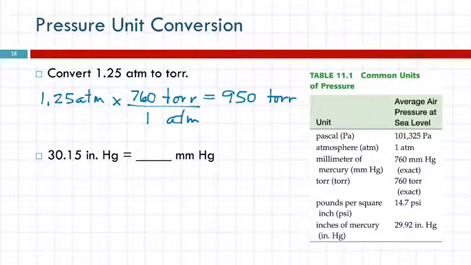As I've written it, it's ambiguous and it looks more like 2. You could put a decimal point here, or the better thing to do is put this into scientific notation. 9.50 times 10 to the 2 torr. Any questions?